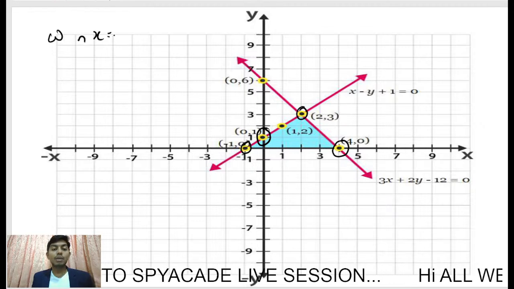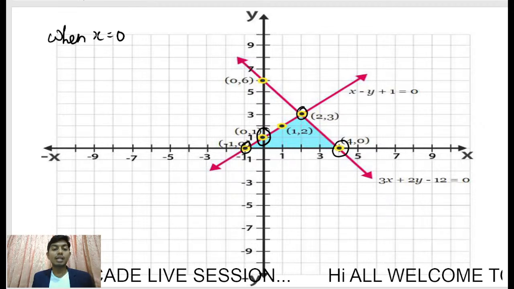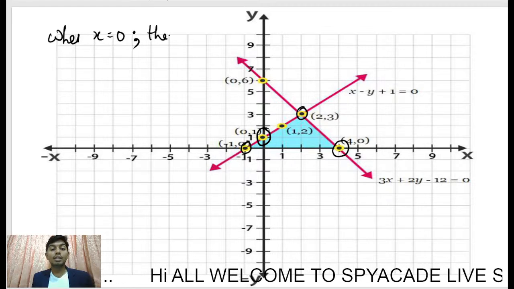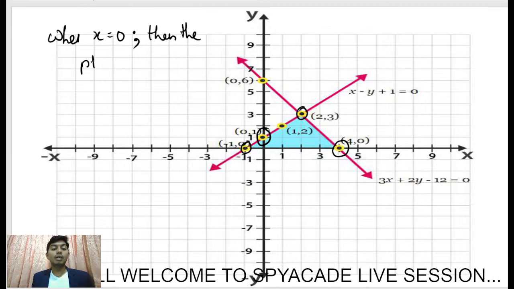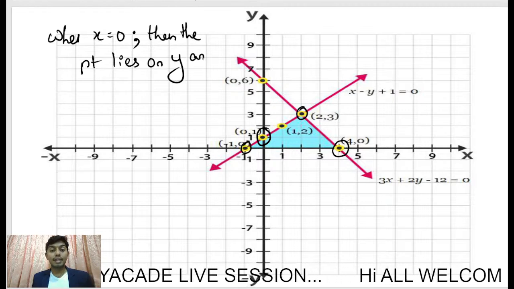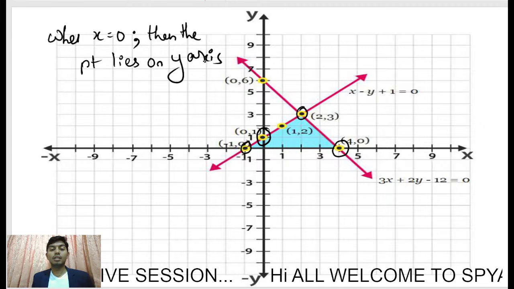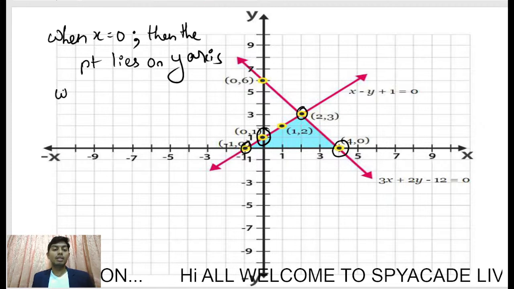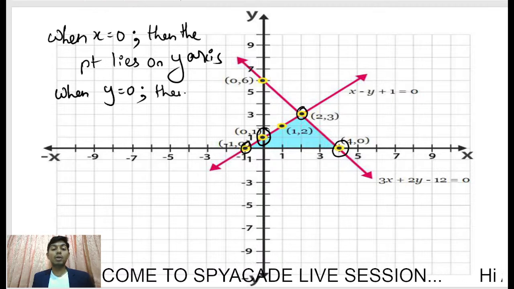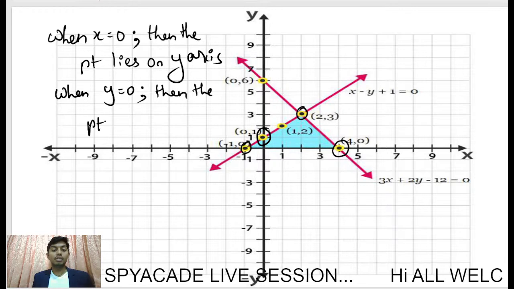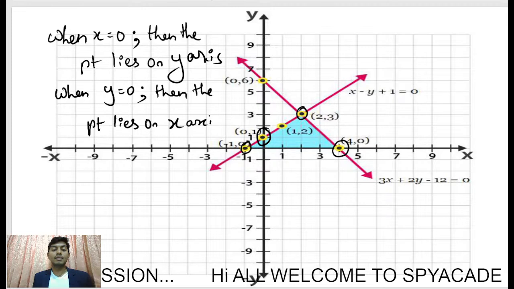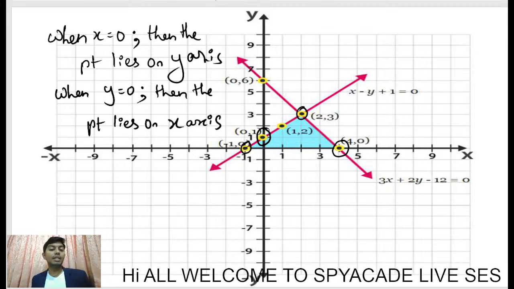When x is equal to 0, this is an additional information for you. Please make a note. When x is equal to 0, then the point lies on y-axis. Okay. Same way, when y is equal to 0, then the point lies on x-axis. Hope it is clear for everyone.